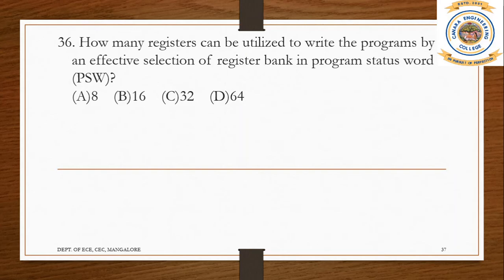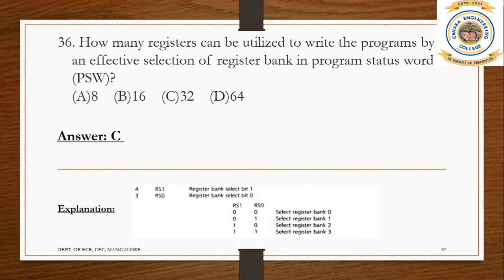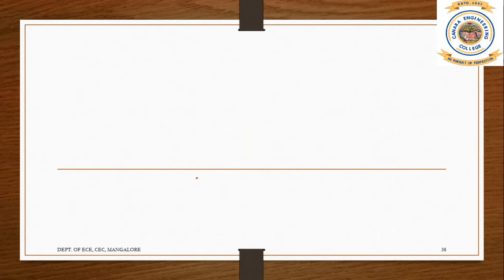Is it not? So if you use 00, then first register bank will be selected, then 01, 10, 11. So each time 8 registers are selected. Is it not? So total you can select 4 times. 4 times, so 4 into 8 is 32.